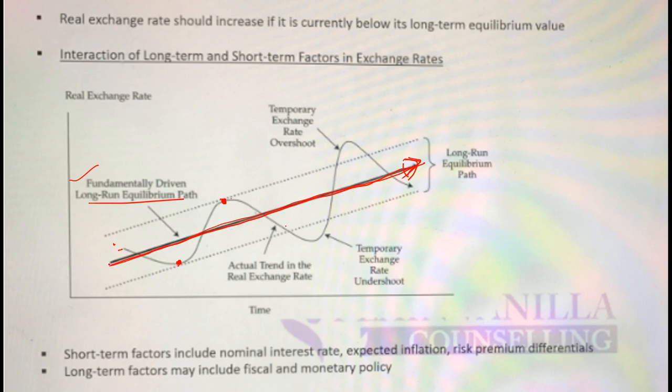So short term factors can impact your currency, and long term factors can also impact your currency. Long term factors that impact your long run equilibrium are based on fiscal and monetary policies, and short term factors that can lead to short term movements include nominal interest rate, expected inflation, and risk premium differentials. So this is how you can find out the movement in the currency in the short term.